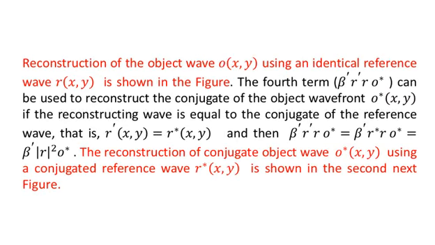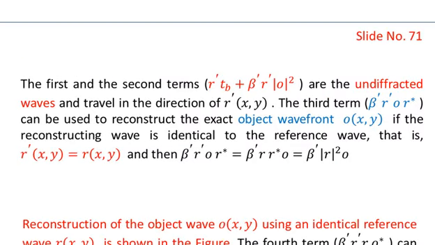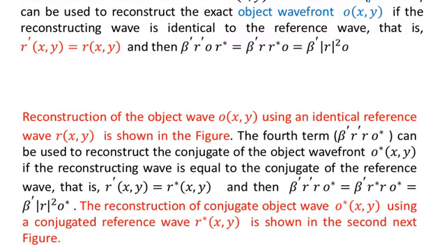Let's read the first paragraph. The fourth term, which is beta prime, r and O star. Here we have the r term present as such, which gives the original reference beam, and then we have O star, which is the complex conjugate of O. It can be used to reconstruct the conjugate of the object wavefront, that is O star. From the fourth term we can construct O star, whereas in the third term O was present and we could construct O from there. From the fourth term we construct O star, the conjugate of the object wavefront.